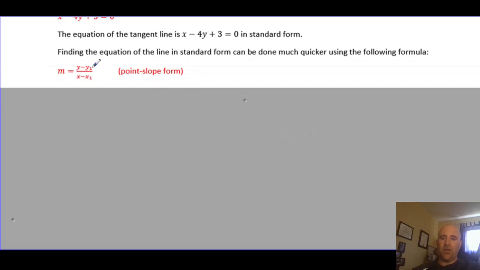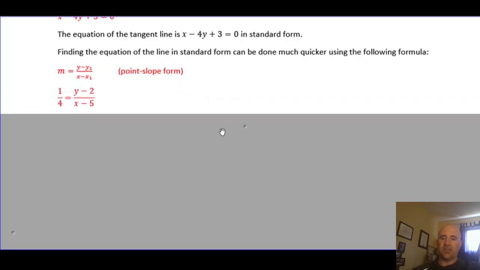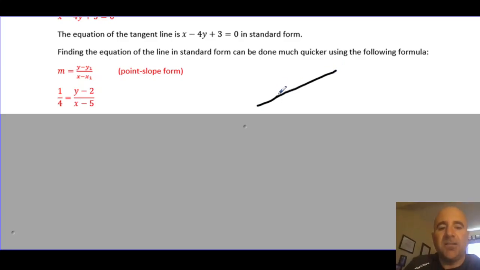m equals y minus y1 over x minus x1, where m is the slope of the line, y and x are any points on the line, and then x1, y1 is like a specific point that you have. So that looks like this in this example. We have a graph with a slope of a quarter and a point (5, 2). And the reason that this works is you're basically saying, look, I have a point on my line.